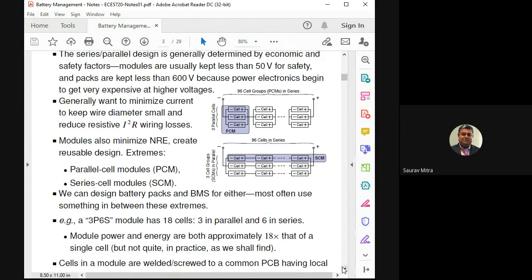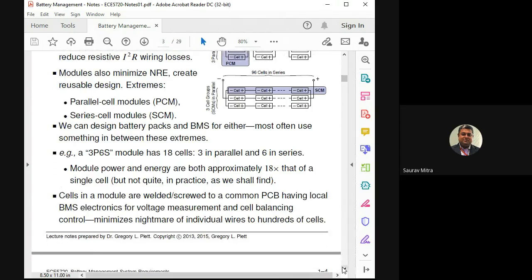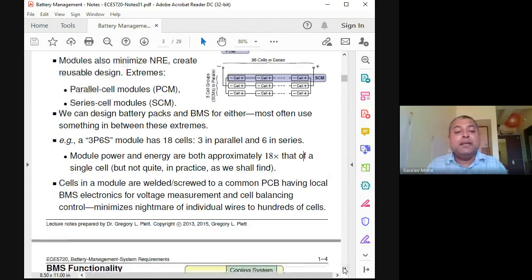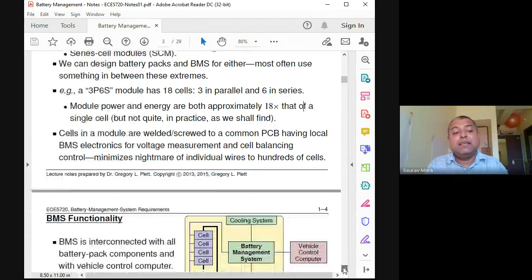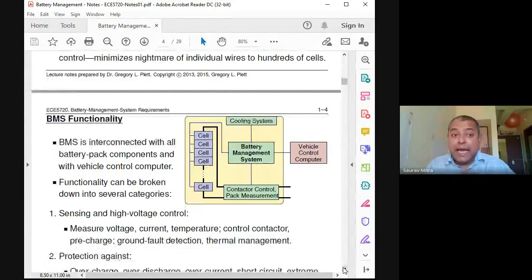It is called parallel cell mode, PCM, and series cell mode, SCM. So 3P6S has 18 cells, 3 in parallel and 6 in series. Then modular power and energy are both approximately 18 times that of a single cell, but not quite. So 18 cells can be arranged as 3P6S in a module. That is about topology, all the things that you can study. First one is topology, how the batteries are arranged.